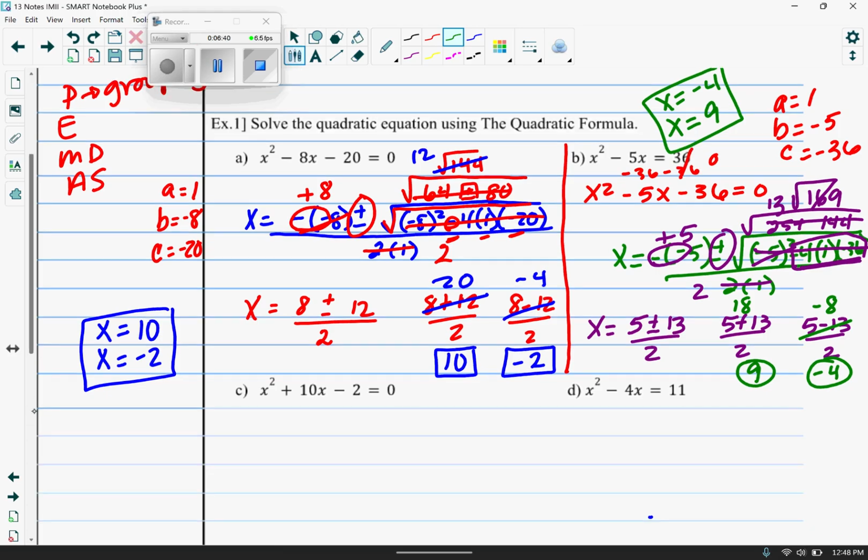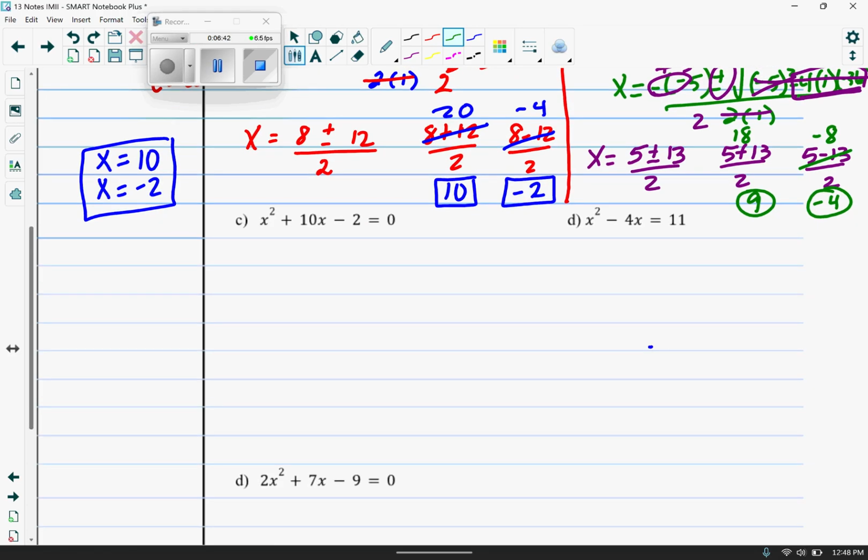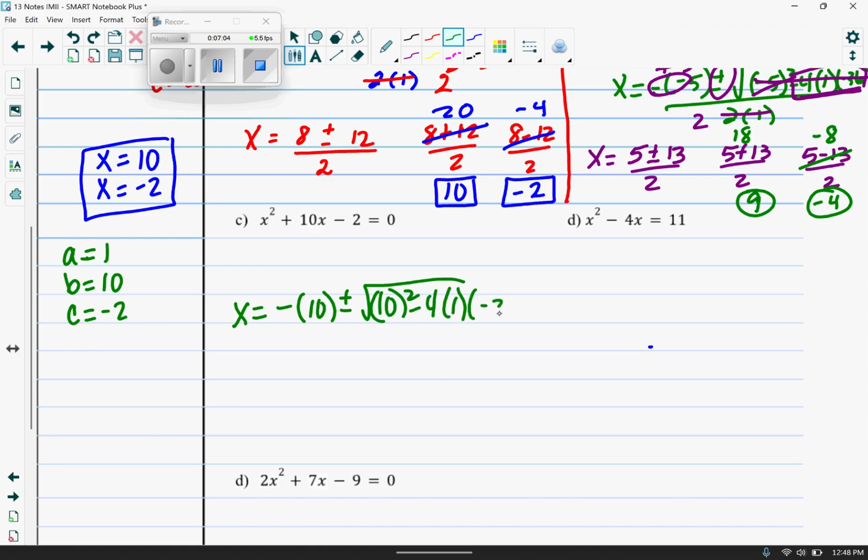On C, I'm going to write out to the side here. It is in standard form, so A is 1, B is 10, and C is negative 2. X equals negative 10 plus or minus the square root of 10 squared minus 4 times 1 times negative 2, all over 2 times 1.